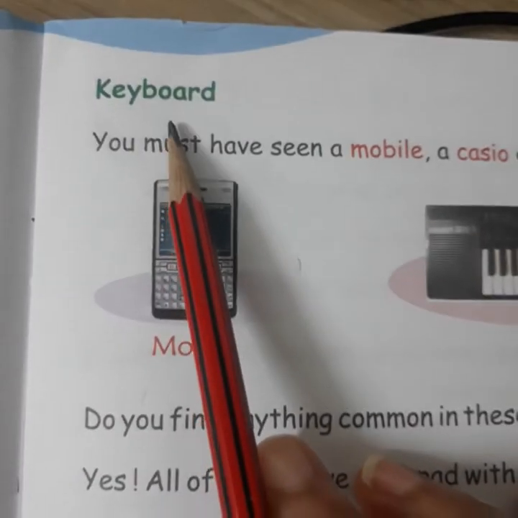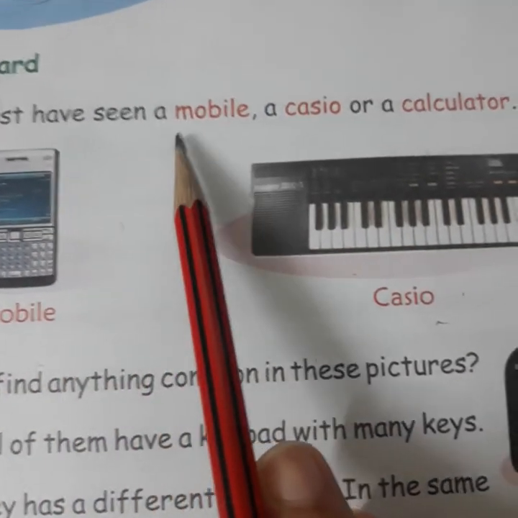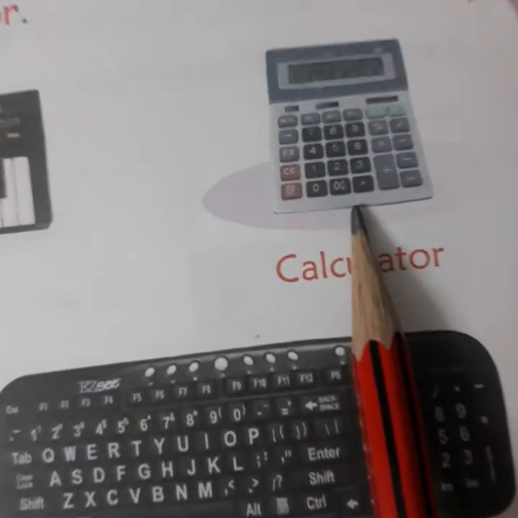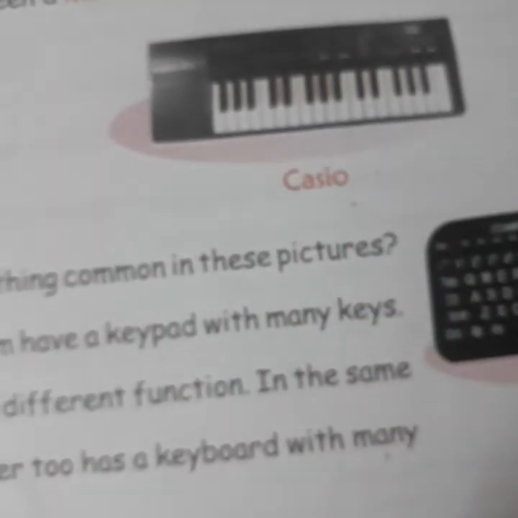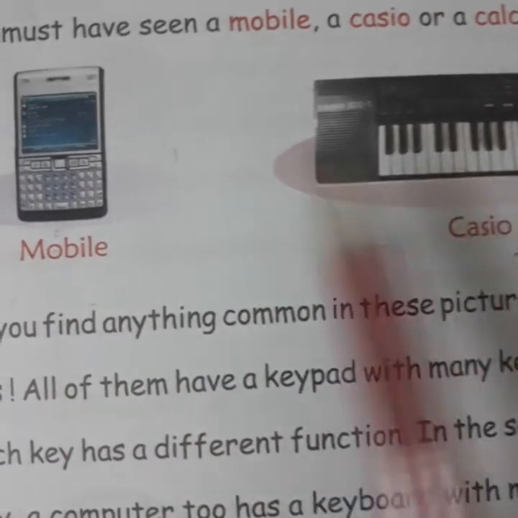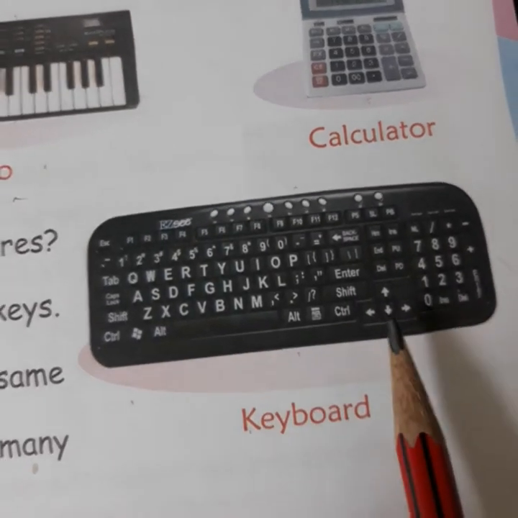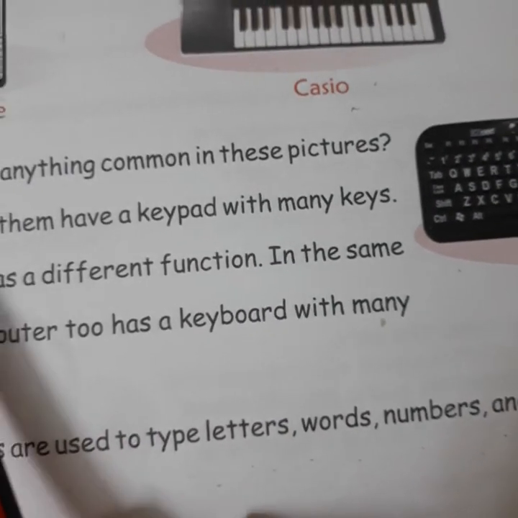Right, now let's move on to the next part, which is the keyboard. You must have seen a mobile, a Casio or a calculator. This is a mobile, this is a Casio, this is a calculator. What is common in all these three things? Yes, all of them have keys on them. See, it has keys, you can press them. Similarly, the keyboard also has many keys. This keyboard also has many keys. Okay, let's read.